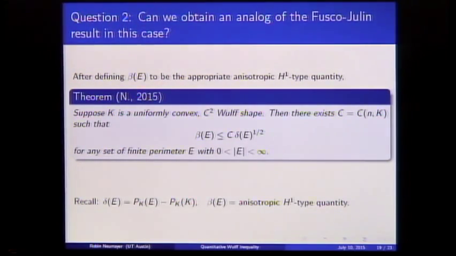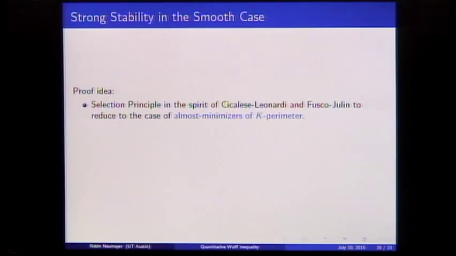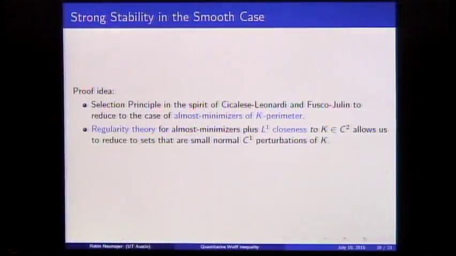Great. So a word about the proof. We use a tool called the selection principle. This allows us to reduce to the case of almost minimizers of the anisotropic perimeter. If you're familiar, what I mean is lambda almost minimizers. Then we use the regularity theory for these almost minimizers, plus the fact that we're L1 close to the Wulff shape. And this allows us to reduce to small normal perturbations of the Wulff shape.